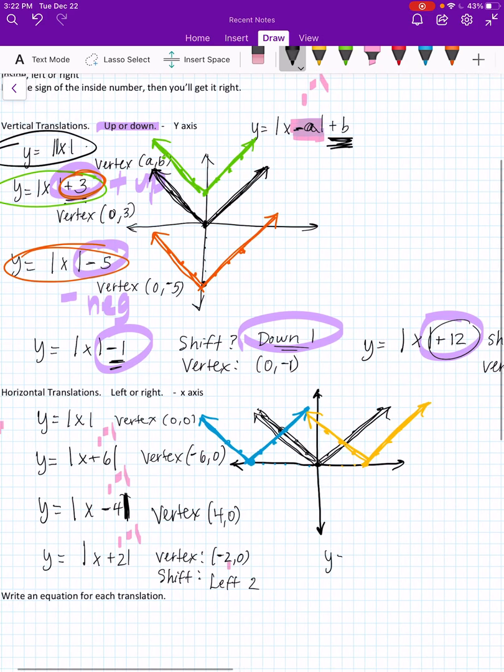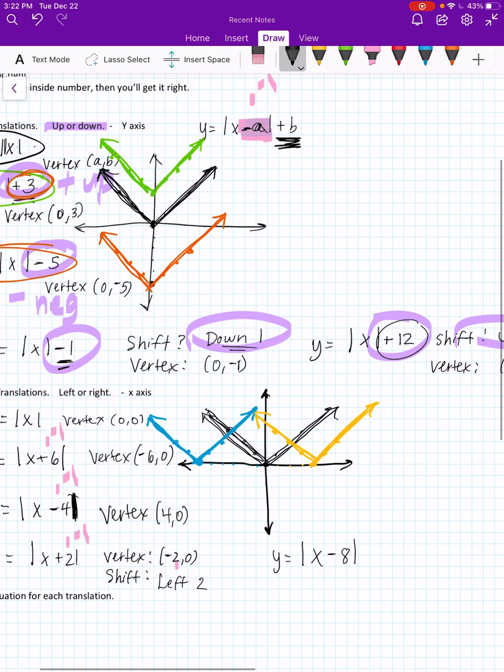So how about y equals absolute value of x minus 8. So again, give me the vertex and give me the shift. Okay, so multiply the vertex by a -1. So that makes this -1 times -8, which would be 8, 0. Now, negative normally goes left, but I've got a positive, so that means it's going to go right 8.